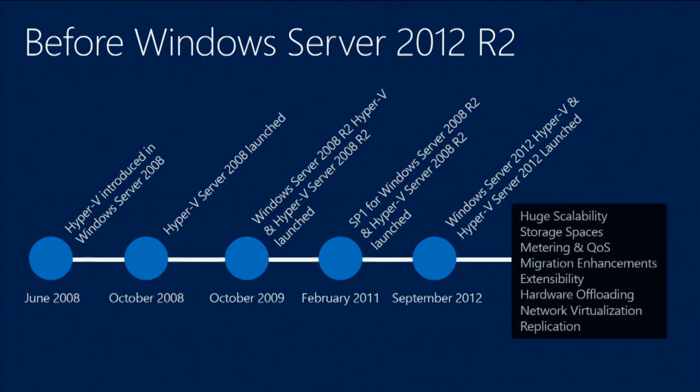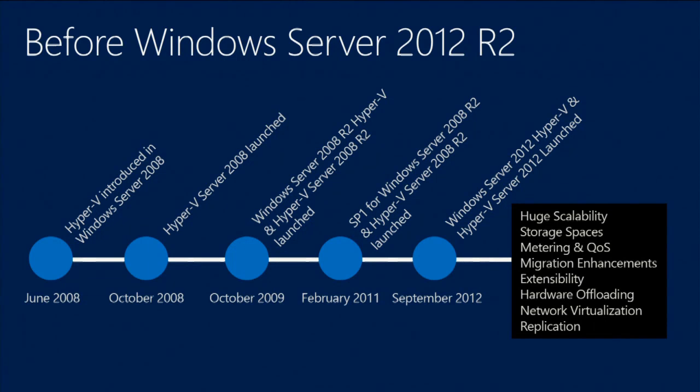So when we introduced Hyper-V in 2012, there were features that improved the scale, Storage Spaces for storage enhancements, metering, quality of service, a ton of migration enhancements, many of which we're going to talk about in the session. Network virtualization. It is a transformative release from a virtualization perspective. And for many of the analysts and many of our customers and partners, it brought us on par with many of the expectations that they had with vSphere at a fraction of the cost.